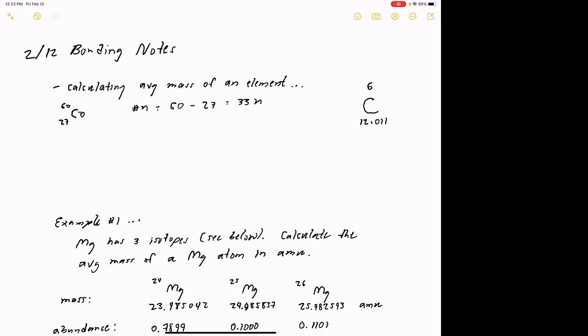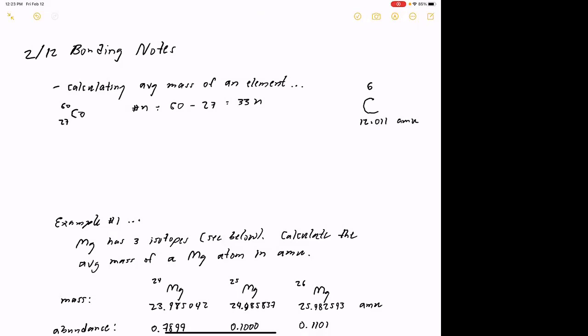Any ideas? Atomic mass? Yeah, it's probably going to be the mass of the carbon atom in AMU. So I'm just going to put AMUs under there. Okay. Now, how come it's out to a number of decimal places like that? What do you think that really represents?